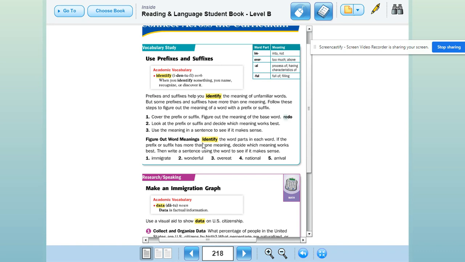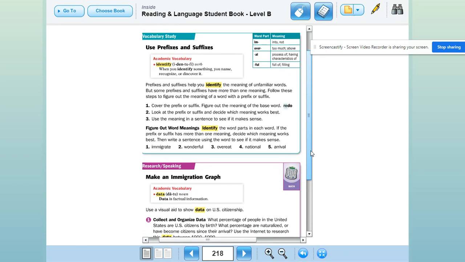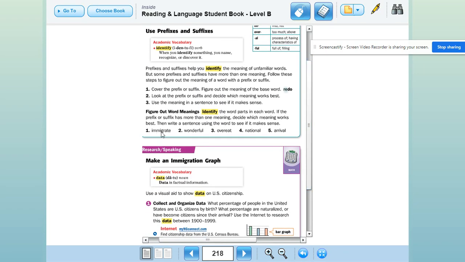Figure out the word's meaning. Identify the word parts in each word. If the prefix or suffix has more than one meaning, decide which meaning works best. Then write a sentence using the word to see if it makes sense. All right, so immigrate, migrate, wonderful, overeat, national, arrival. Okay, so immigrate, do we have a prefix or a suffix?